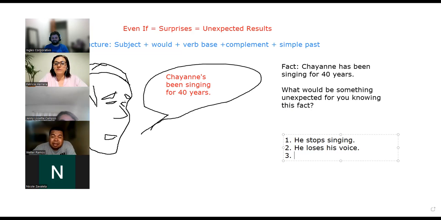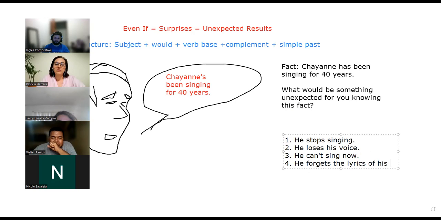That every song he creates becomes a success. No, but that's not... All right, no. Knowing the fact that he's been singing for 40 years, what is something unexpected? I'll tell you what, okay? Let's say he can't sing anymore. What about this? Would that surprise you? Yeah. He's been singing 40 years and he can't sing now, right? He forgets his songs. All right, very good. That one is good. He forgets the lyrics of his songs.